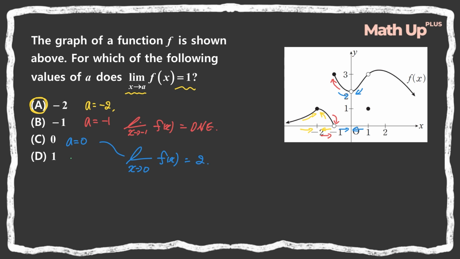Okay? What if a is equal to 1? As x approaches 1 from the left-hand side, it approaches 3. From the right-hand side, it approaches 3. So the limit as x approaches 1 of f(x) is equal to 3. Alright?